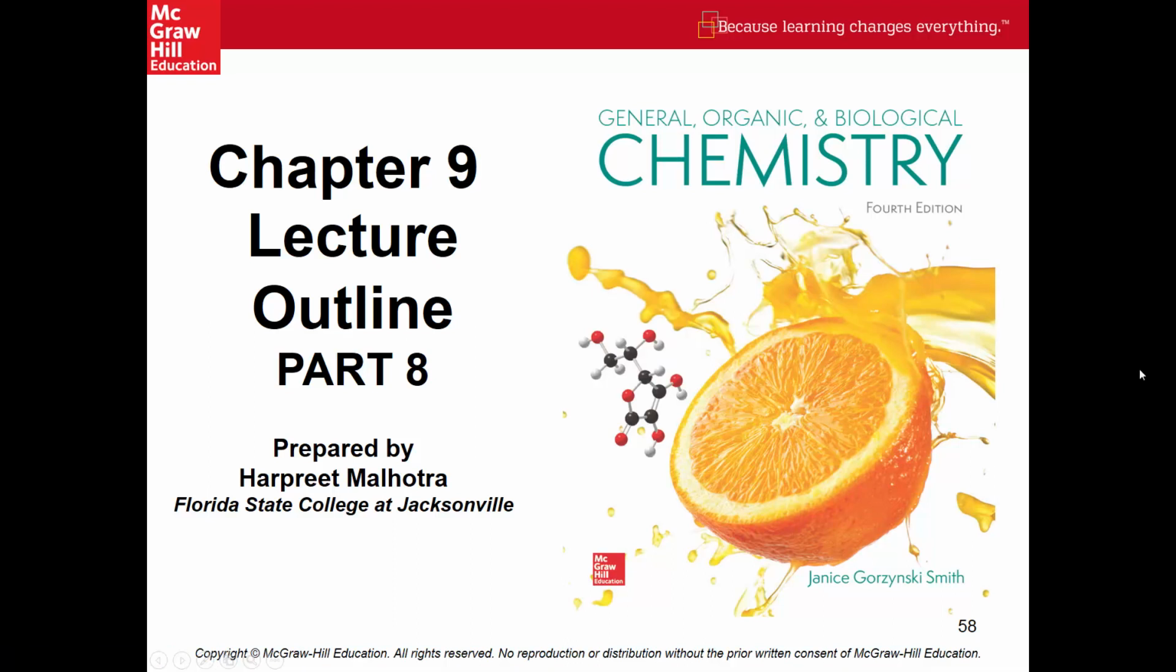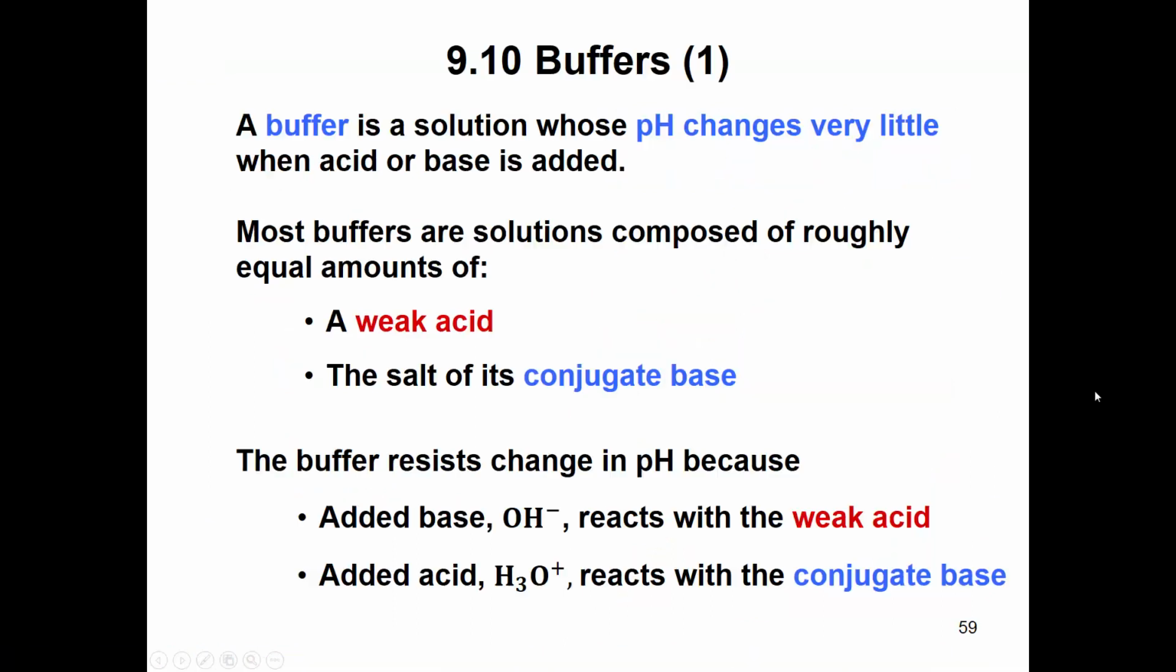Alright, it's time to bring this chapter home. In this last section, we're going to talk about something that's very important in the human body, and that's buffers and buffer systems. A buffer is a solution whose pH will change very, very slightly when an acid or a base is added. Another way to word that is it fights, or doesn't allow, pHs to change like they would. So it resists a pH change.